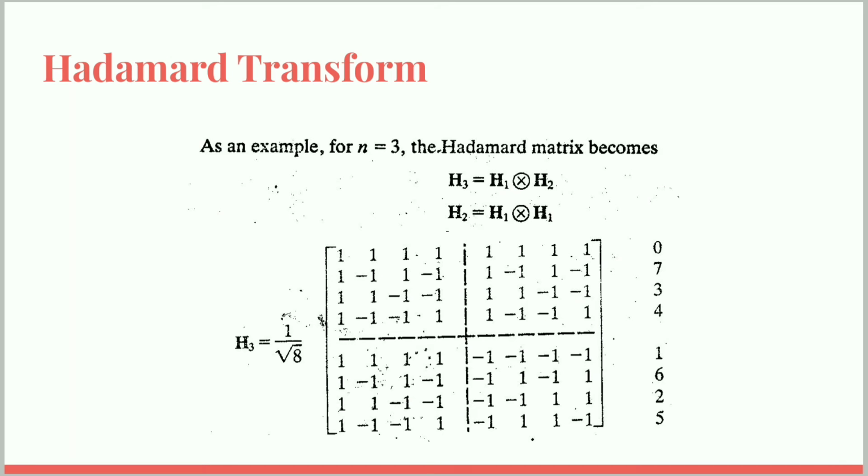As an example, for n equal to 3, the Hadamard matrix becomes H3 is H1 cross H2, and H2 is H1 cross H1. So H3 is basically 1 by root of 2 raised to 3, which is 1 by root of 8, into H2 matrices placed in the first and second positions of the first row, the first position of the second row, and the inverse or the negative of H2 placed as the second column, second row element.